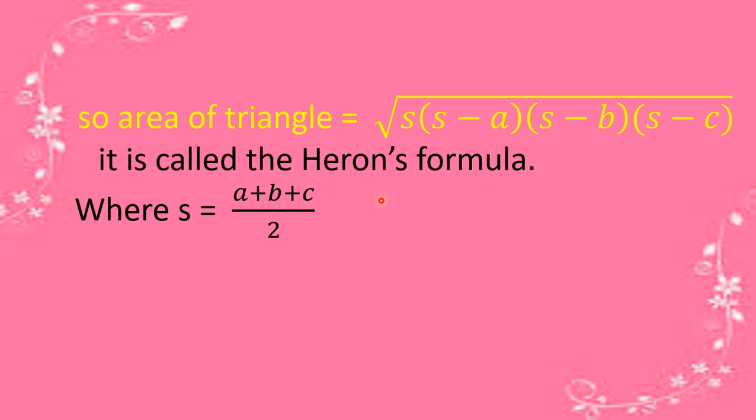So we only have to remember that Heron's formula is square root of s minus a, s minus b, s minus c, where s is the semi-perimeter, that is equal to a plus b plus c upon 2, and a, b, c are respectively the sides of the triangle. So on the basis of this formula, we can find out the area of triangles.